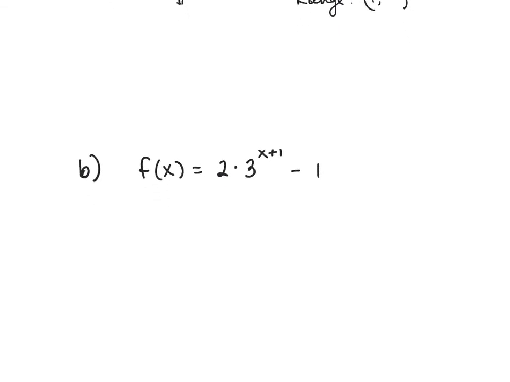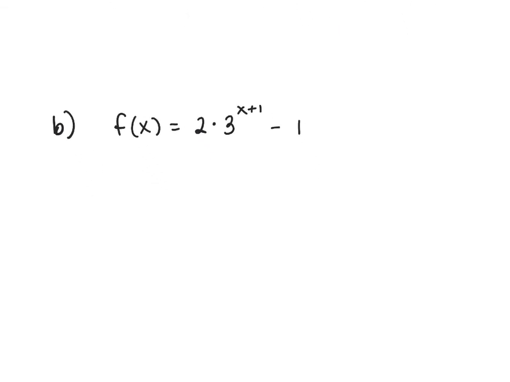So let's look at another one: 2 times 3 to the x plus 1, minus 1. As far as the transformations that we talked about in section 2.6, we have a vertical shift down 1 unit. We have a horizontal shift, because this is inside the function, so it's moving to the left 1 unit, and then this results in a vertical stretch. We follow the same 3 steps. We locate the vertical asymptote, which is now -1, because the graph has moved down 1 unit.